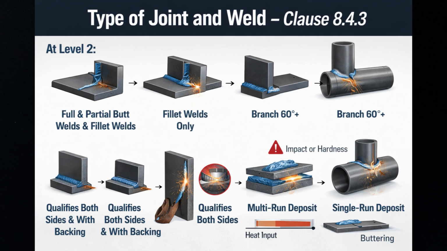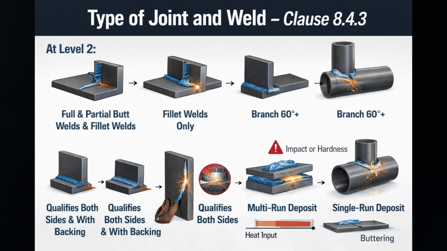Welds made from one side without backing qualify welds from both sides and welds with backing. Welds made with backing qualify welds from both sides, but welds made from both sides without backing do not qualify welds with backing. When impact or hardness requirements apply, you cannot change from a multi-run deposit to a single-run deposit, or a single run on each side, for a given process, or vice versa.